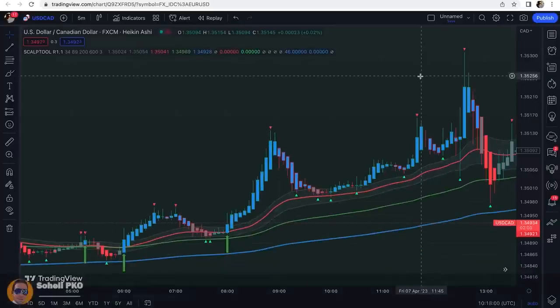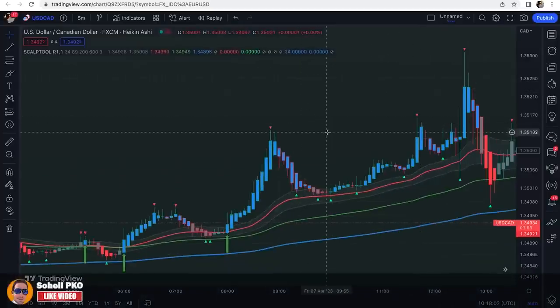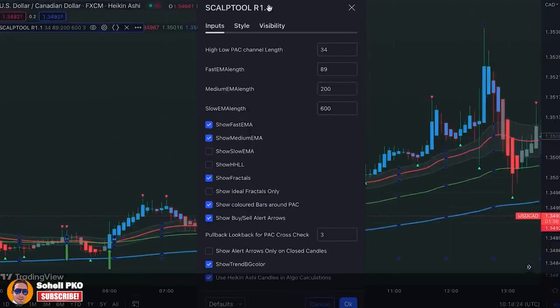Alright, as you can see, the indicator is added to our chart, and let's see what we have and how these lines will help us in scalping. Let me open the settings and explain the components from here with their default settings so you will better understand what they are.